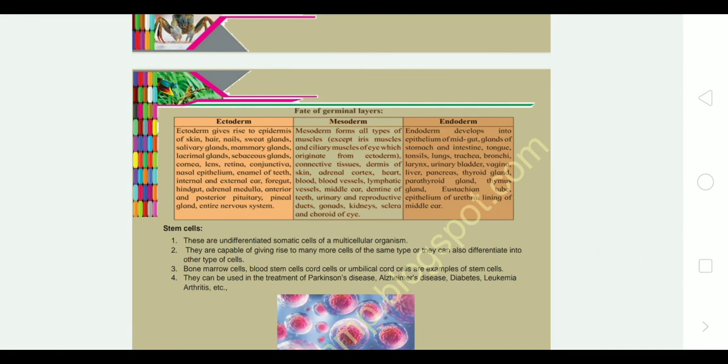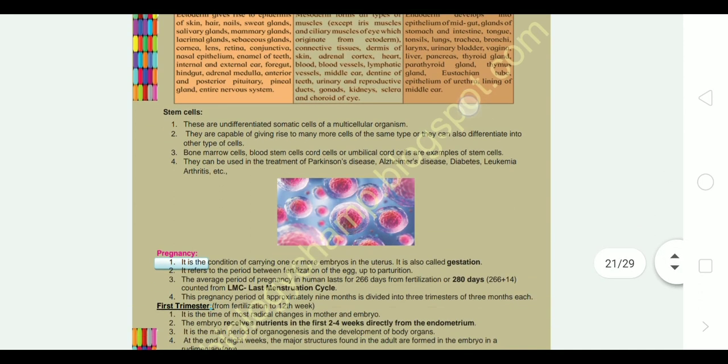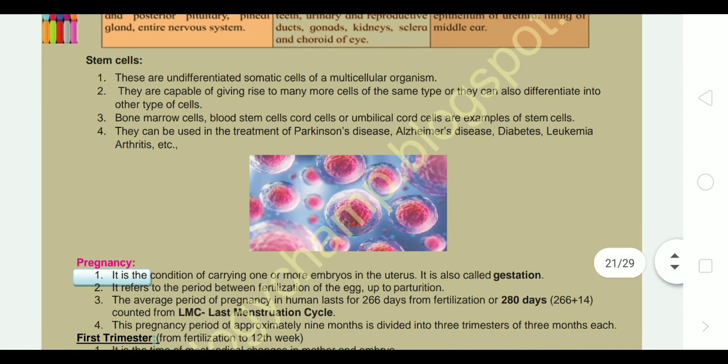Here we have finished the topic of gastrulation. The next part is pregnancy. Before that, there is extra information about stem cells. These are undifferentiated somatic cells of a multicellular organism. They are capable of giving rise to many more cells of the same type. They can also differentiate into other types of cells.